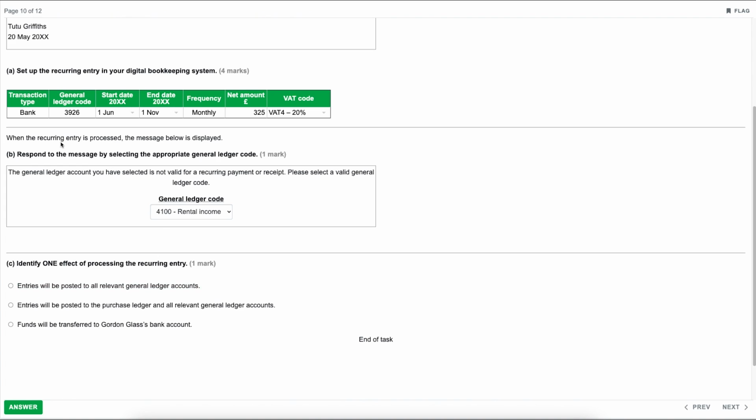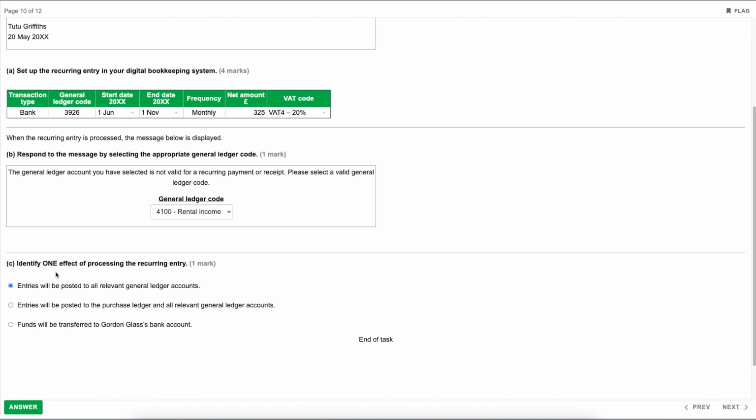So it would go to the bank account as a debit entry because it's income, and it would be credited to our rental income account because that's an income account. We know that income accounts increase with credit entries, or should I say increase in value with credit entries. And both of these accounts, the bank and rental income, are both within the general ledger. So that is definitely correct.